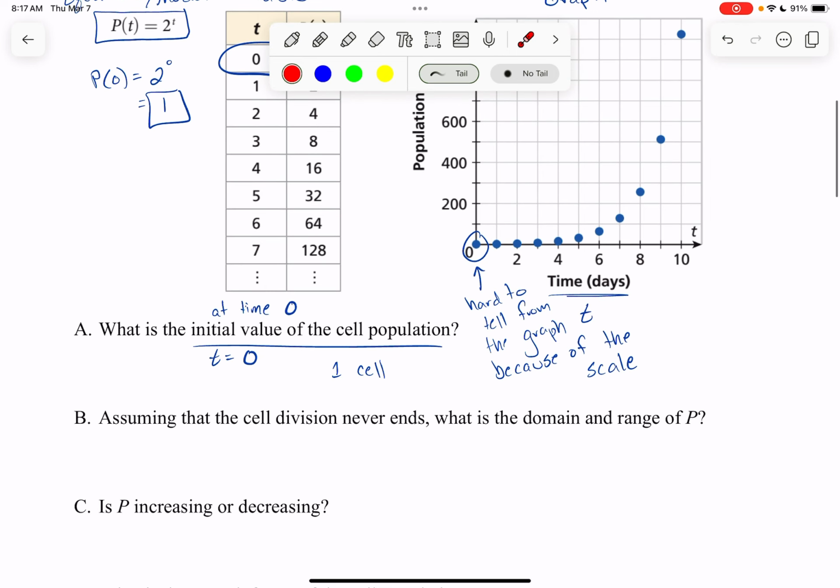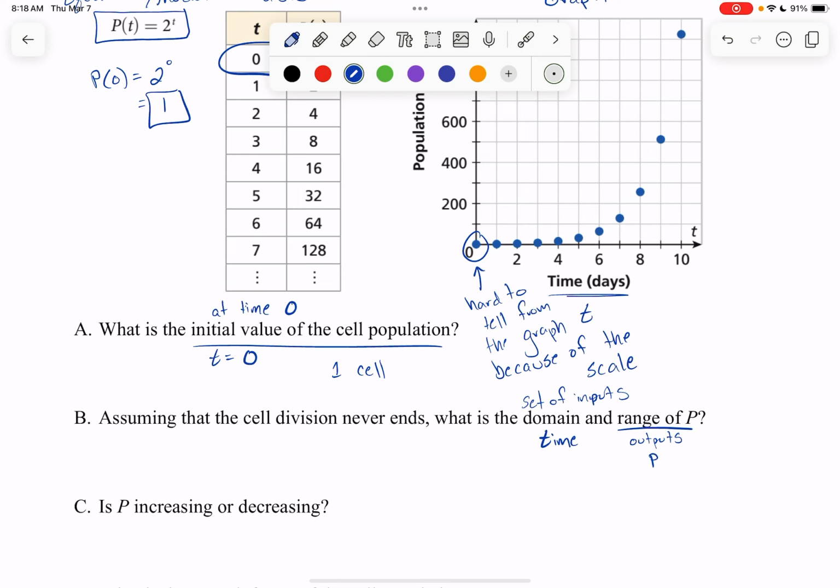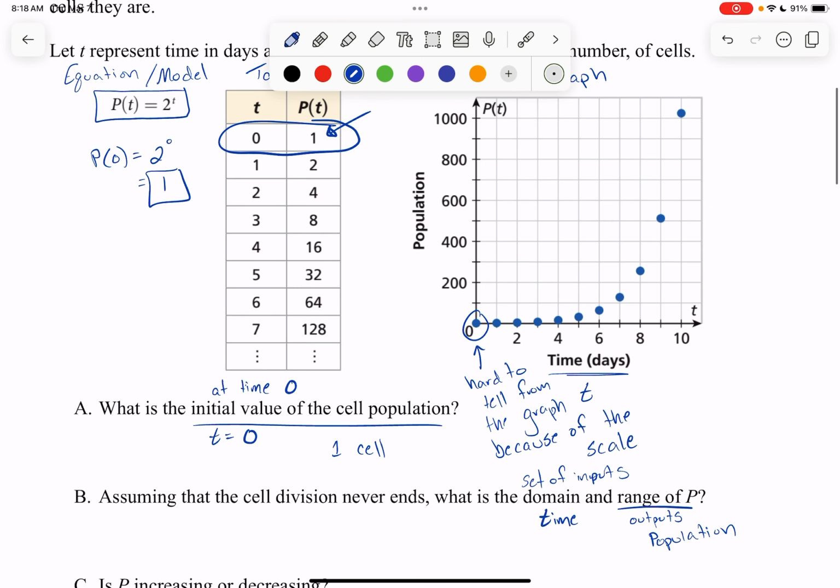Next, assuming that the cell division never ends, so it keeps going forever, what is the domain and range? Again, the domain is the set of inputs, and my input is time, so that would be time. And the range is the set of outputs, which is my Y, which is the population. So for my domain, time.